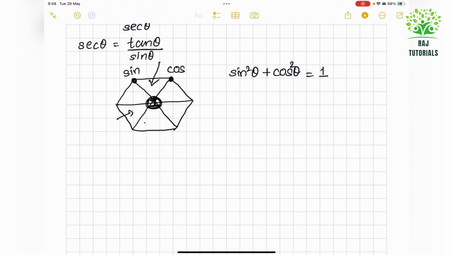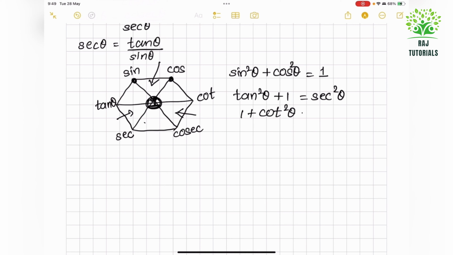Same way, if I take this triangle, here it was tan theta and here it was sec theta. So, I can say tan square theta plus 1 equal to sec square theta. Same way, here it was written cosec and cot. So if I take this triangle, I can say 1 plus cot square theta equal to cosec square theta. So all the formulas I can remember using this technique.